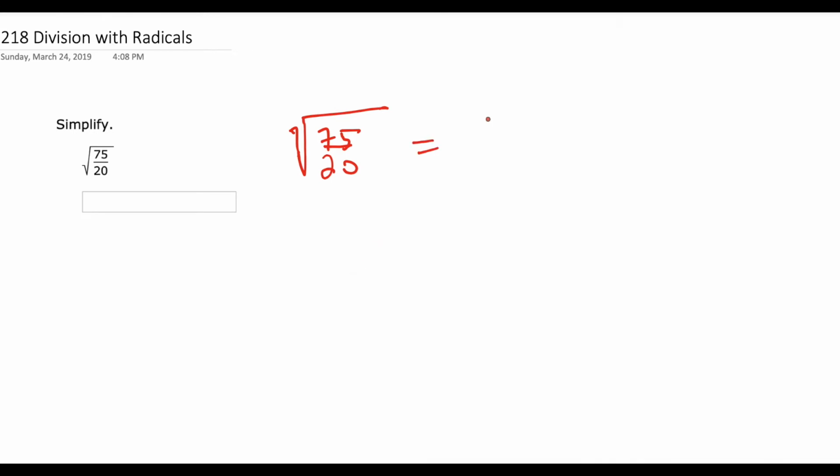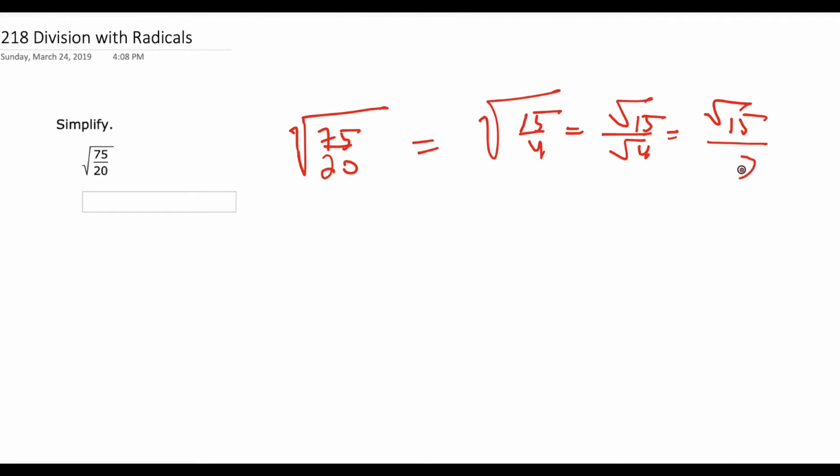So now we have root 15 over 4, which is the square root of 15 over the square root of 4, which is 2. The square root of 15 over 2. But let's do it a different way. So how did you do it?